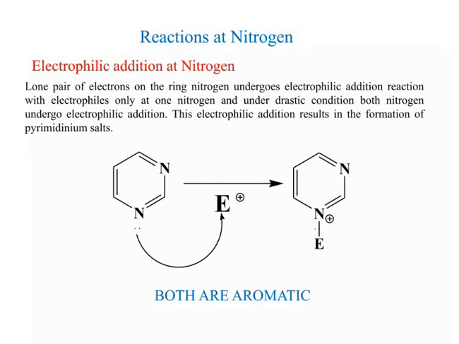Now reactions at nitrogens. Electrophilic addition at nitrogen. The lone pair of electrons on the ring nitrogen undergoes electrophilic addition reactions with the electrophile only at one nitrogen, and under drastic conditions both nitrogens undergo electrophilic addition, and this results in the formation of pyrimidinium salt. You can see both are aromatic.